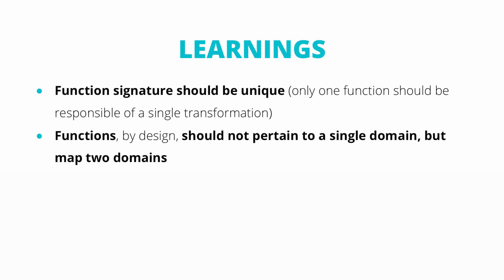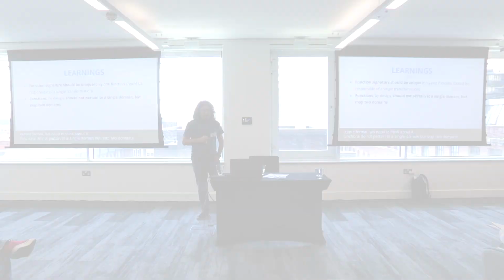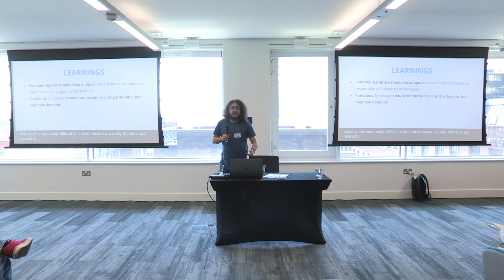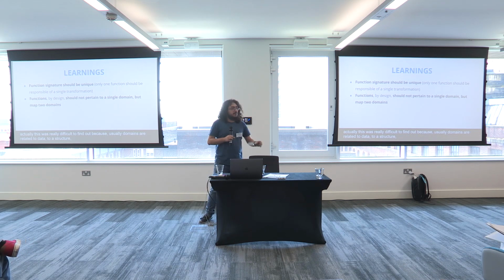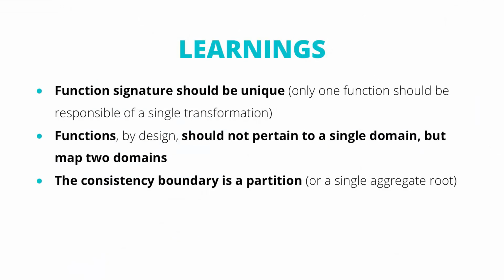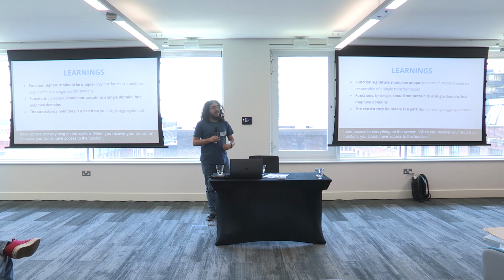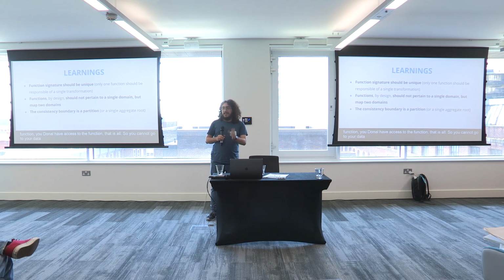And actually, this was also really difficult to find out, because usually domains are related to data, to structures, to aggregate roots. An aggregate root is a data structure, but yeah, it has some methods, but the aggregate root is the data structure and the consistency of that. And the consistency boundary is a partition or an aggregate root, so you don't have access to everything on the system. When you receive your record on the function, you only have access to that, that's all. So you cannot go to a database, get everything from there, and manipulate. You need to always scope your design to just a single function and a single record.